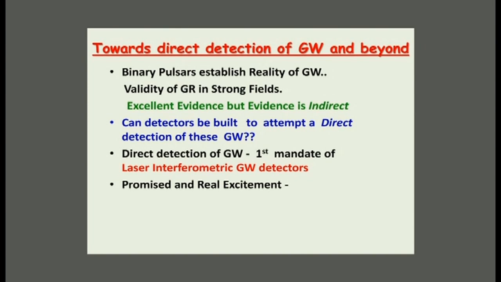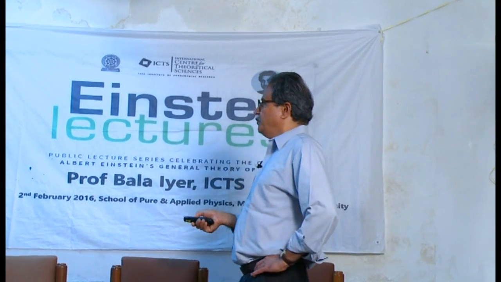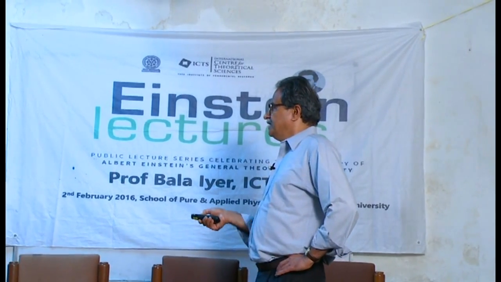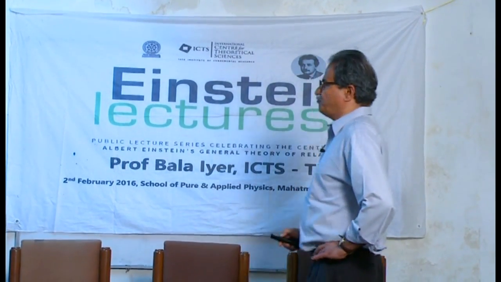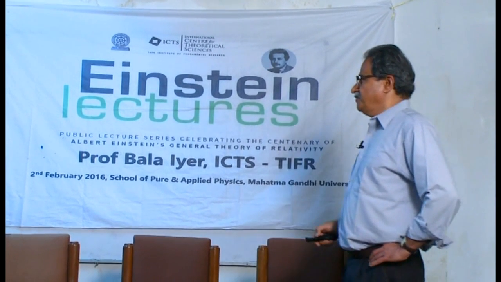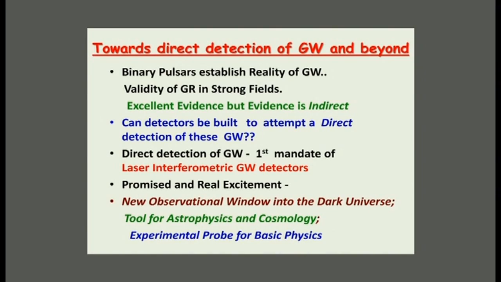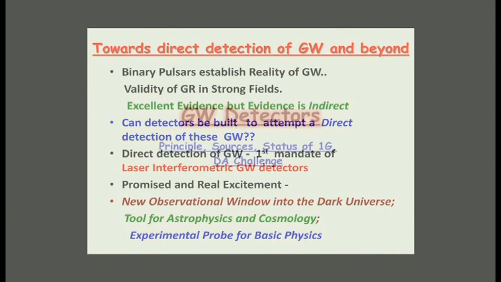The excitement is not just because we want to detect gravitational waves. Once we start detecting gravitational waves regularly, we believe that it will be a new observational window into the dark universe, because remember most of the universe is electromagnetically dark. Only 4% of the universe is seen by electromagnetic observation. Once you start opening a new window, it will become a new tool for studying the universe, because it can tell you something about the astrophysics of objects, the cosmology in which we live, and finally from that we can also start studying gravity itself. So it can become an experimental probe for basic physics.